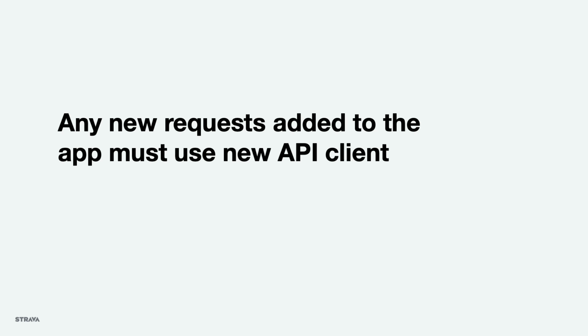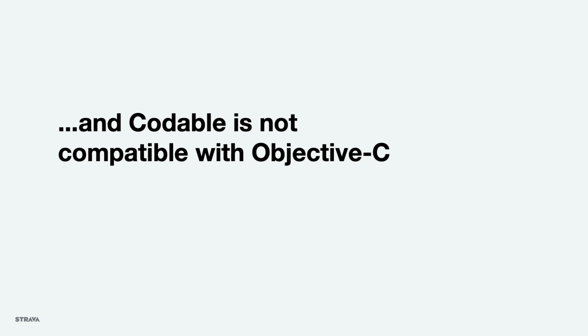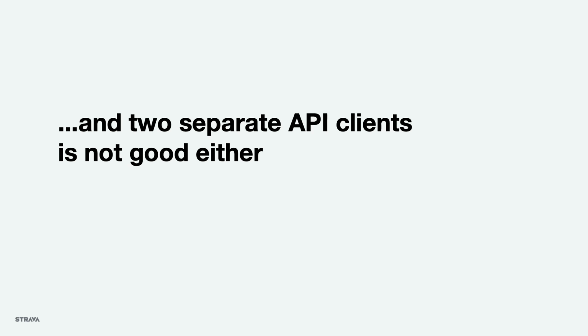Well, the first thing that we did at Strava was we said, after we made sure that everything worked, all new requests are going to go through this new system. But the problem is now we have two systems, and one has hundreds of requests going through it, one is a brand new system, and there's really not any benefit to manually rewriting the old requests nor maintaining both systems. And Codable is not compatible with Objective-C, so we couldn't just use the new one everywhere. And maintaining two separate API clients is just a complete headache.